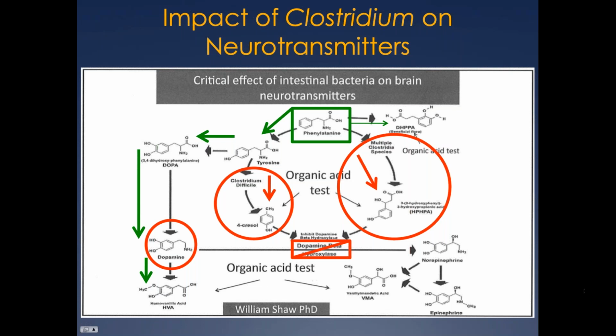So what we end up with is, depending on how many of the beneficial bacteria we have, we may have a greater or lesser amount of DHPPA in the top right. But by and large, we get most of this phenylalanine turning into 4-cresol, HPHPA, and then going down to dopamine. Now, because of the presence of 4-cresol and HPHPA, dopamine beta hydroxylase's activity is blocked. So we can't convert dopamine into norepinephrine and ultimately into epinephrine and VMA. We end up with an overabundance of dopamine, which shows up as an overabundance of its metabolite, HVA.